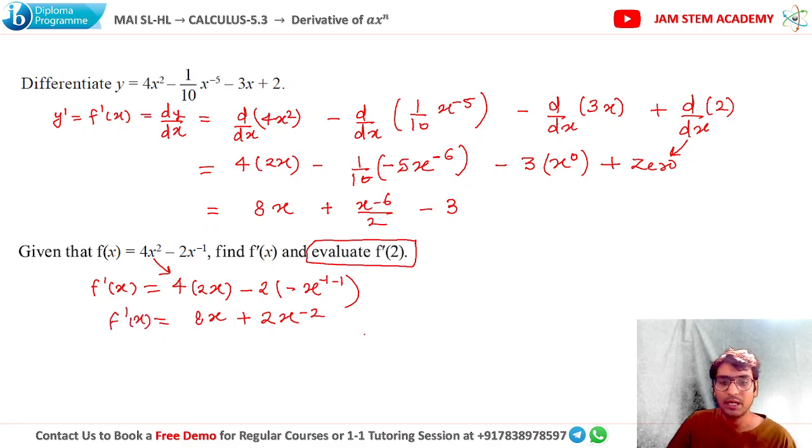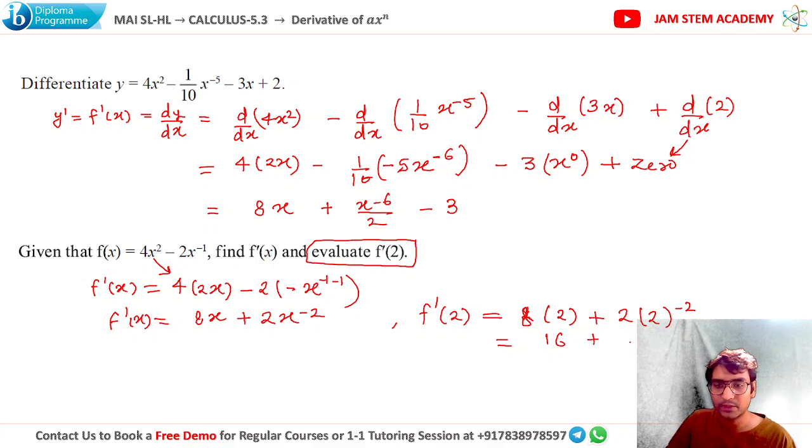First part. Now, in order to find the value of f prime at 2, simply substitute x equals 2. So 8 times 2 plus 2 times 2 raised to the negative 2. Simplify this and that's my answer. So it is 16 plus 2 over 4, which is 1 over 2. So 16 plus half. That is 33 by 2 or 16.5. Okay, that's the answer.